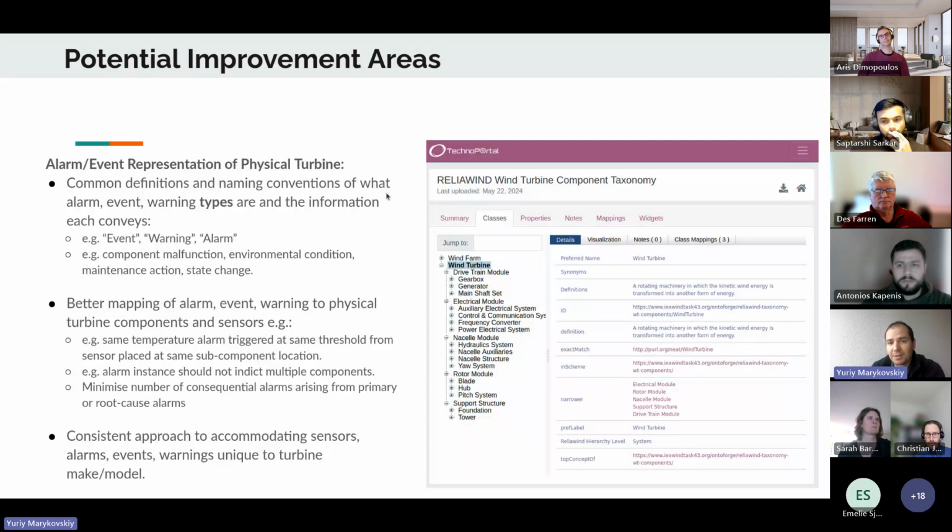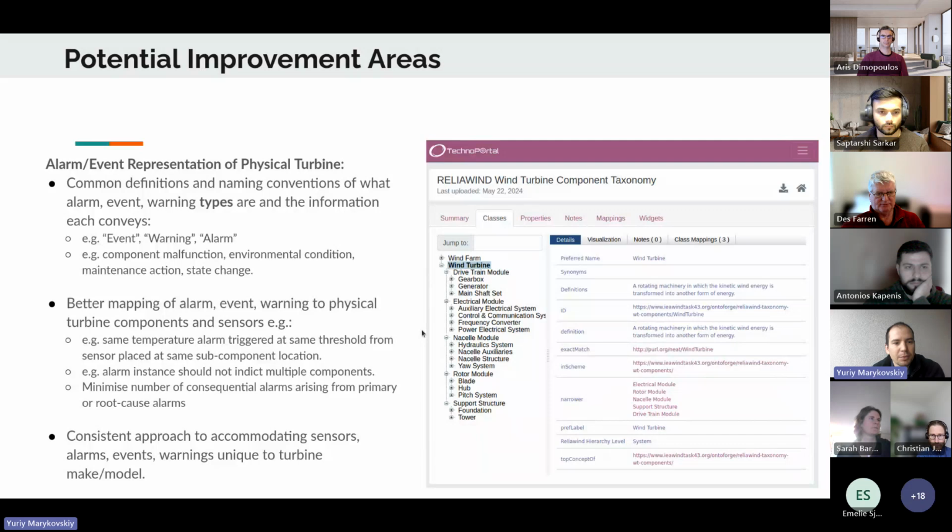Again, the reliable wind taxonomy is not the only taxonomy. There is another system called RDS-PP, that is probably a bit more known to people here and getting more use. We are looking into transforming it into a machine readable format as well. Not having common models leads to another potential area of improvement, where we can have better mapping between events and the physical components of a wind turbine, which right now is not the case.